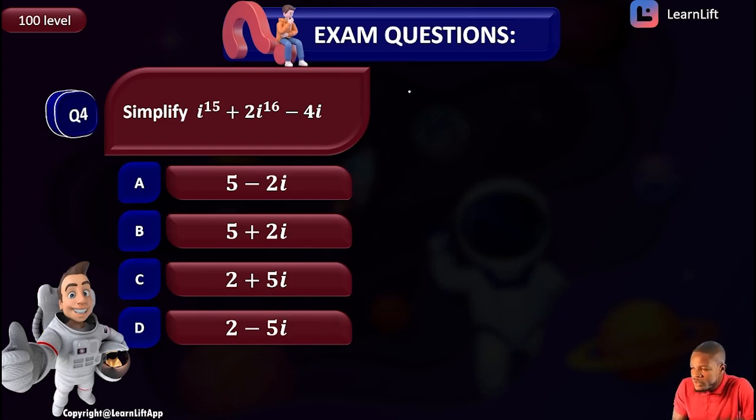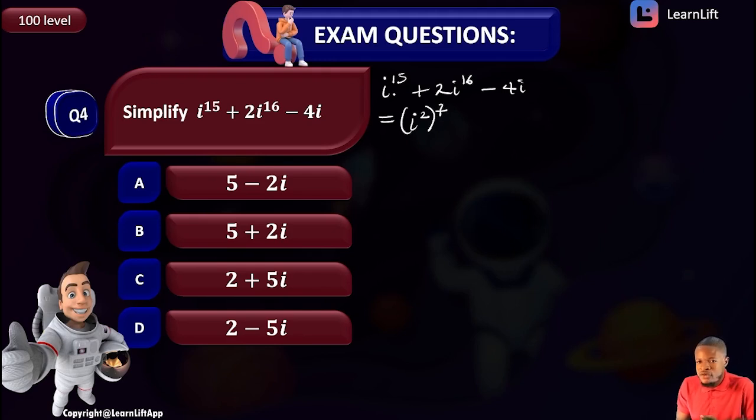Now what do we do here? This is going to give us our i raised to the power of 15 plus your 2i raised to the power of 16 minus your 4i. Are you seeing it now? This is going to become our i square. Now what's your 15 divided by 2? 15 divided by 2, of course, is going to give you 7. So i square raised to the power of 7. 7 times 2 is 14, right? And we're looking for 15, so we're left with 1. And that 1 there is going to become our i. Are you seeing it now?